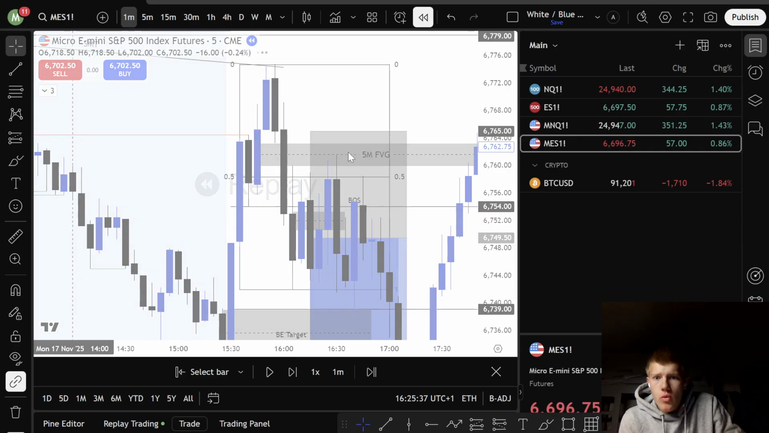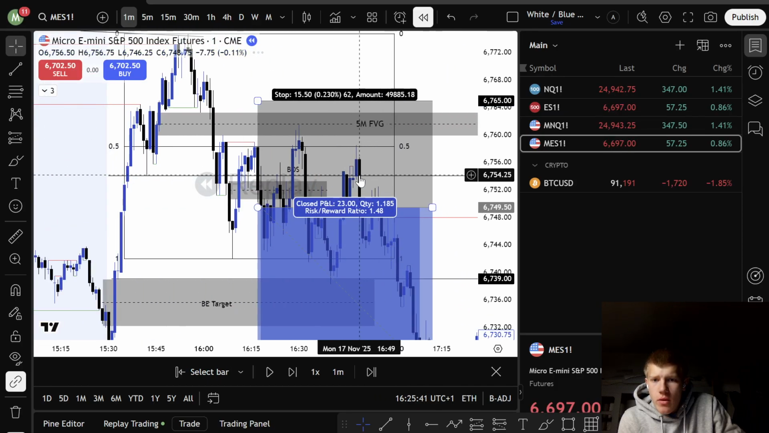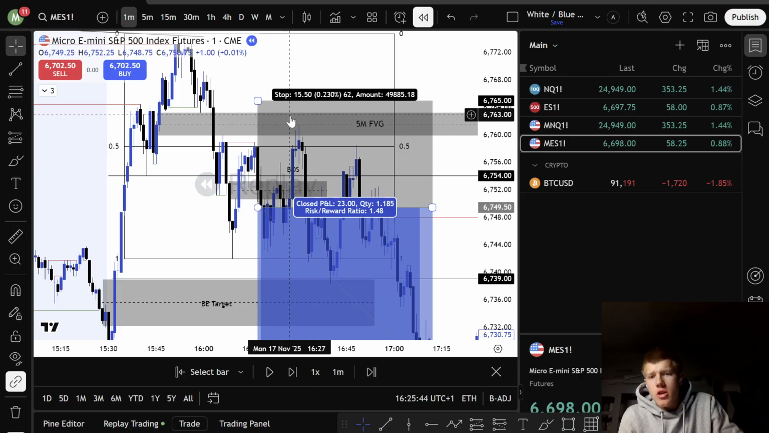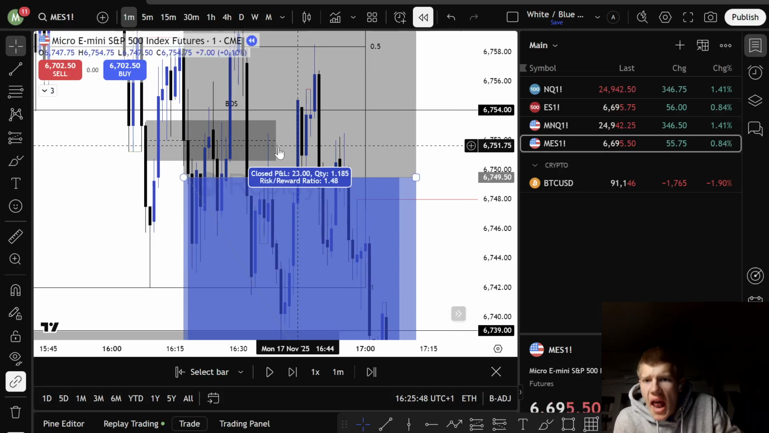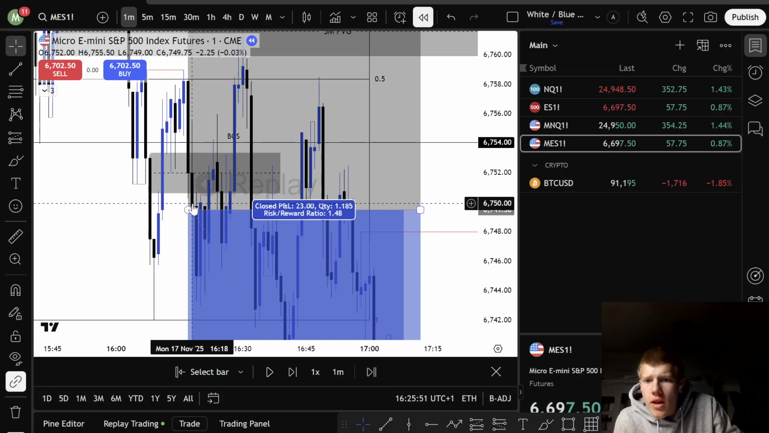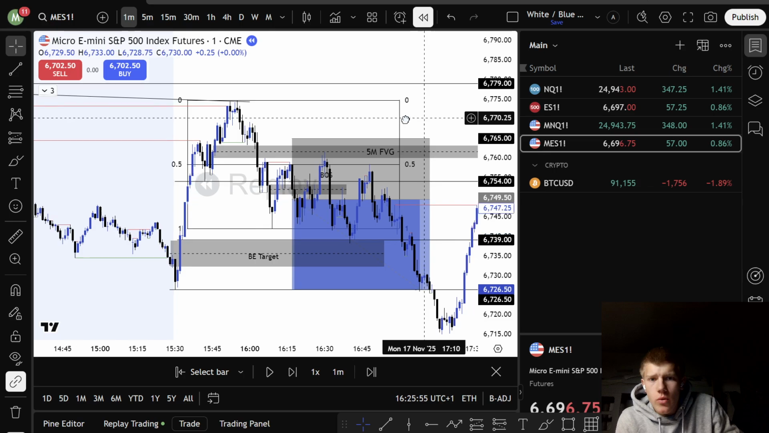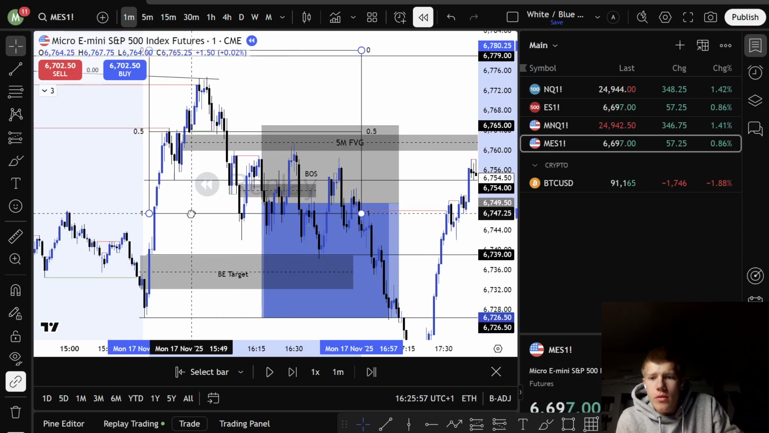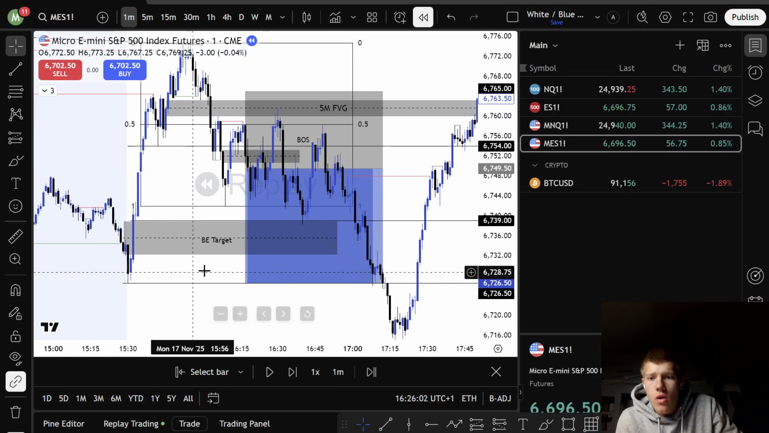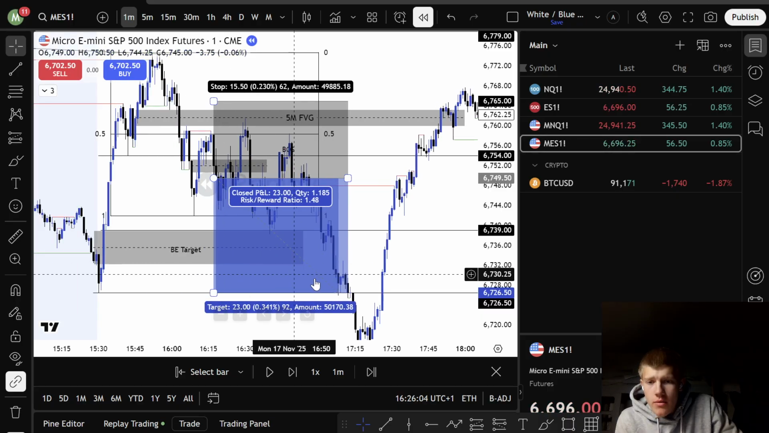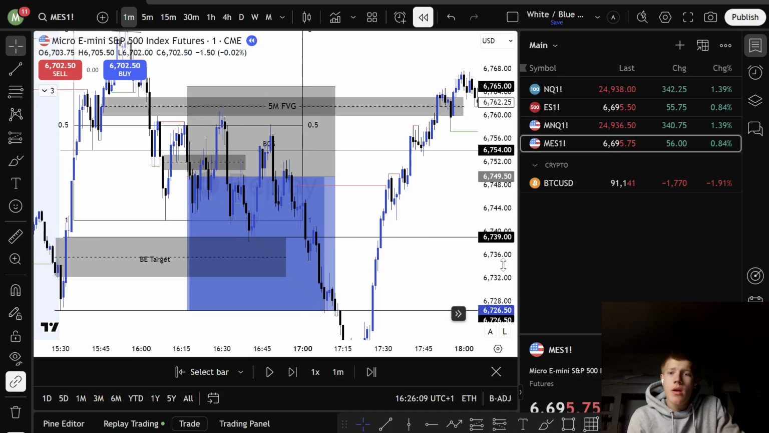We hit equilibrium, and once we hit it, I entered with stops outside of the 5-minute fair value gap because I knew we would come up and probably fill it. Once we had this 1-minute breaker structure right here, I entered shorts. I put my stop loss above the 5-minute fair value gap because I knew we would tap it, and I had my TP at this low.